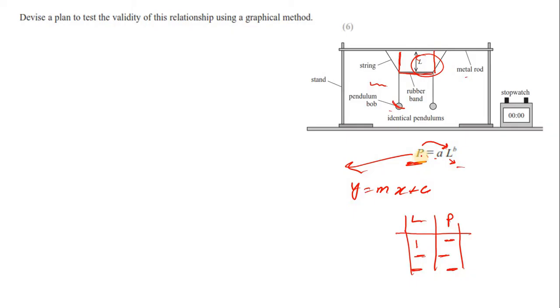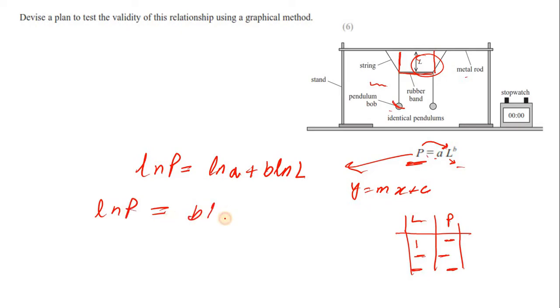So how will you arrange it? You can use ln P equal to ln (a + b ln L). Clearly, you can rearrange ln P equal to b ln L plus ln A.